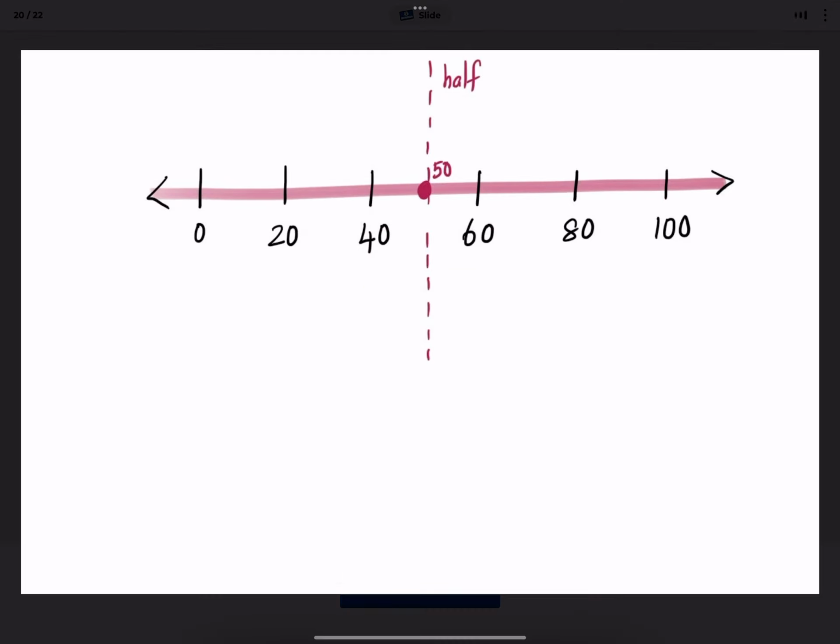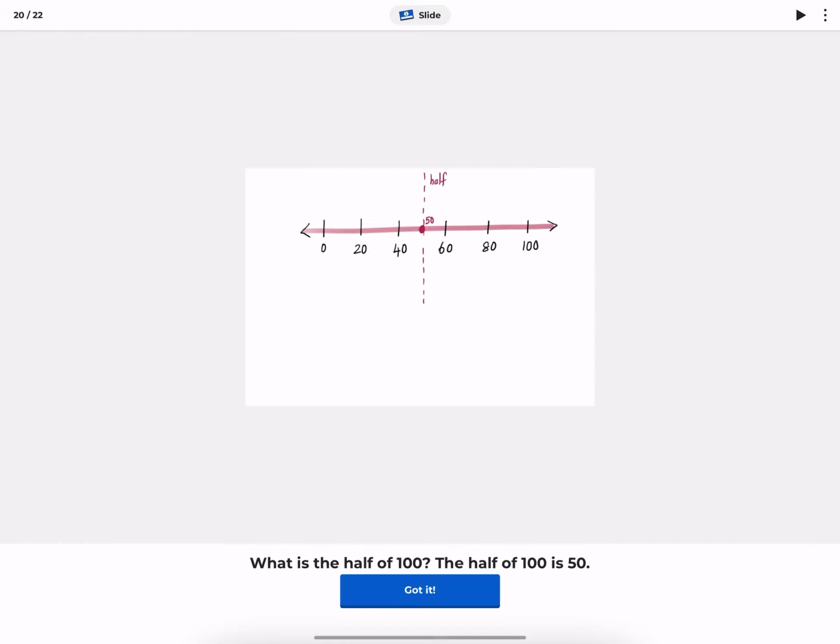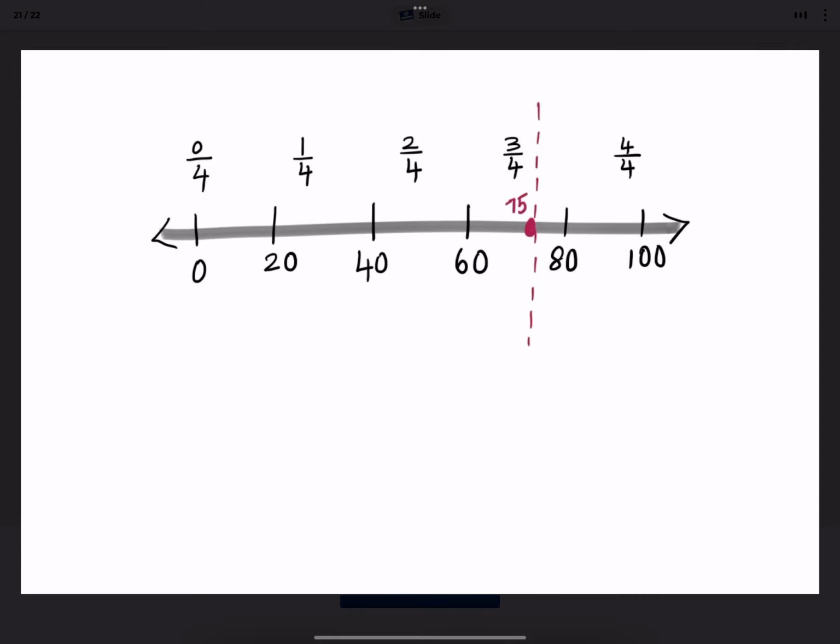What is the half of 100? The half of 100 is 50. What is 3/4 of 100? The 3/4 of 100 is 75.